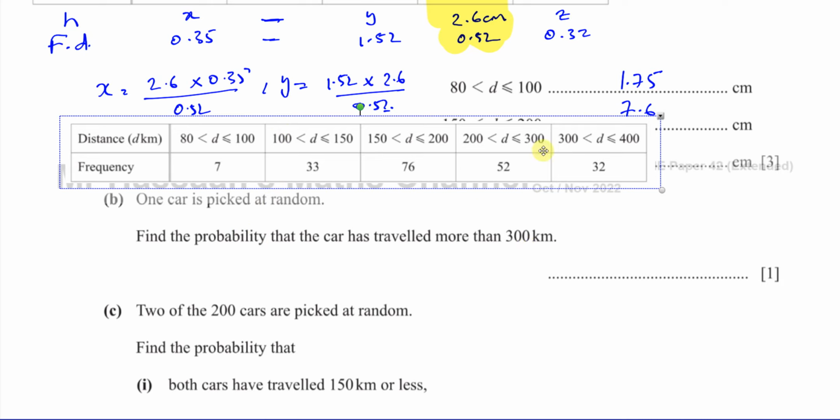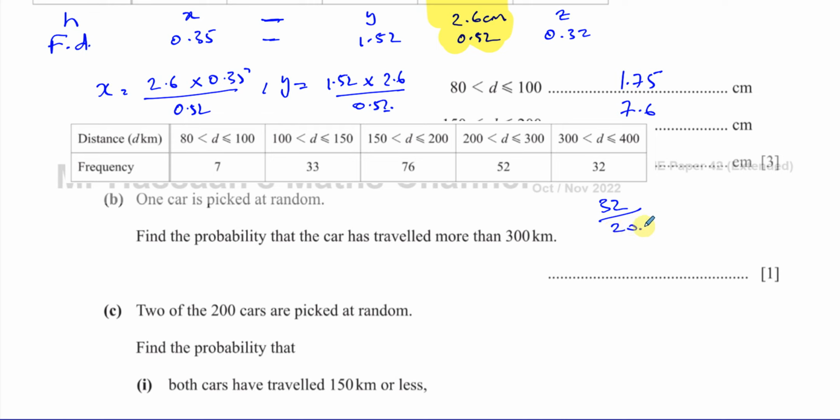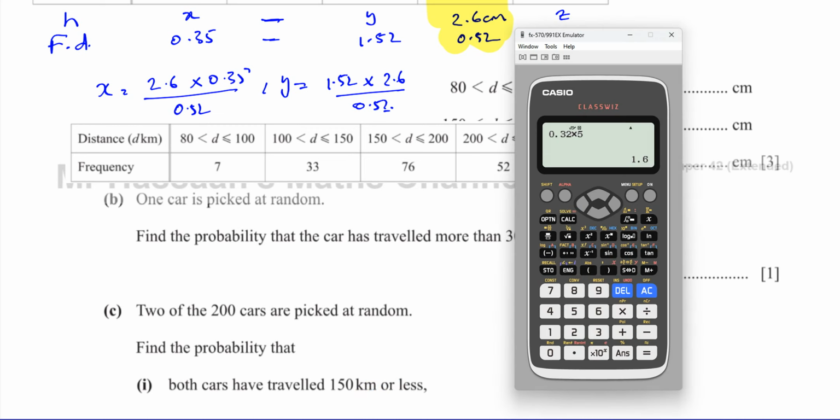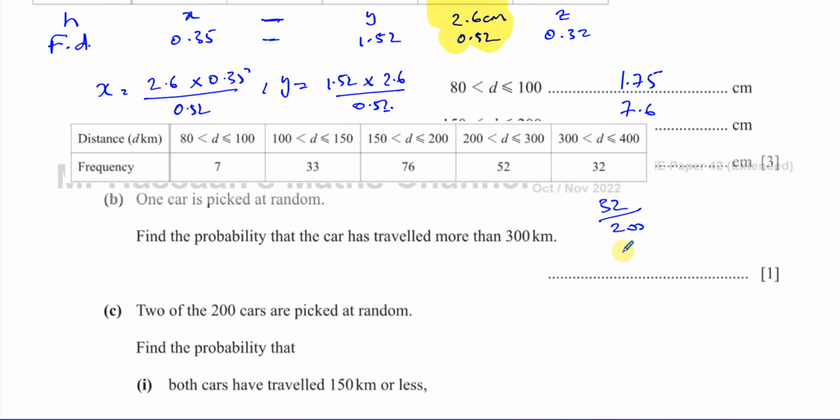So more than 300, there's only 32 that are more than 300, out of our total of 200. So that's going to be 16 over 100, which is 8 over 50, which is 4 over 25. So 32 over 200. It's best to write yours in simple form, 4 over 25. You can write that as 0.16 if you want, but that's fine.